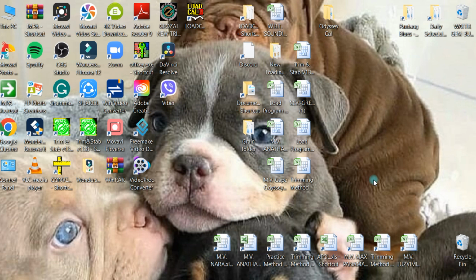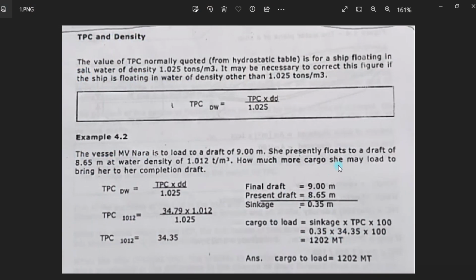We'll try to solve this one. This is the problem. It's about TPC and density. The formula for TPC in brackish water is TPC times the present density over 1.025. So this is an example of a problem.